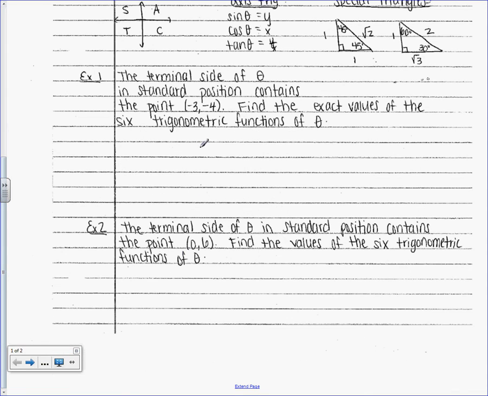The terminal side of theta in standard position contains the point -3, -4. Find the exact values of the 6 trig functions of theta. So I'm going to start off by graphing -3, -4. Everybody can do that.